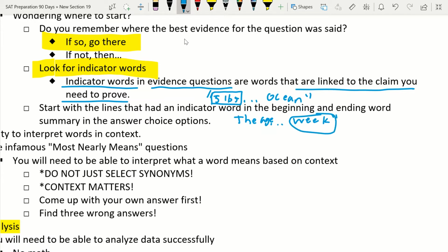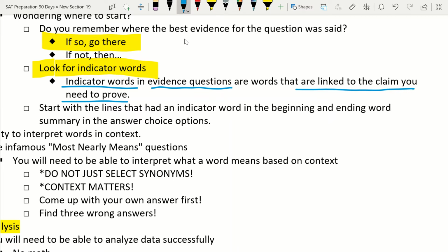If their horses' hooves had to be cleaned every week and I see week in one of my options, that's where I'm going to go first. Now keep in mind, you can't just select it based on the indicator words. You have to go back and check and make sure it actually supports your claim. So that's just where you should start, because if you start in the right spot and then you go back and see it supports your claim, then you don't necessarily have to read through your other 3 options. So it can save you time that way.